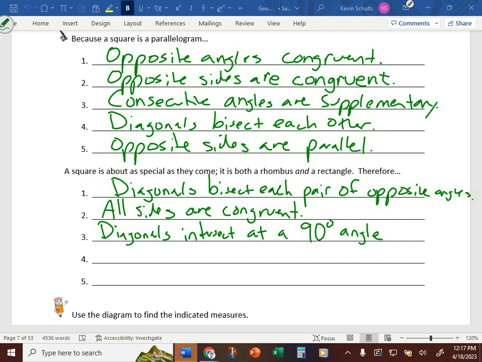What else do we know about a square? Ellen? 4 right angles. 4 right angles.